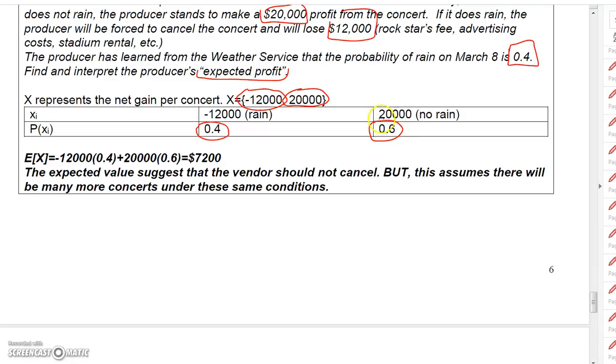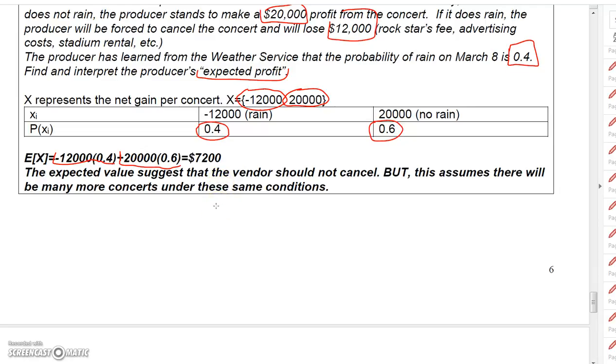So there's a 60% chance that he's going to gain $20,000. Well, when you multiply these together, negative 12,000 times 0.4 plus 20,000 times 0.6, and you add those together, you get $7,200. So the expected value suggests that the vendor should not cancel, but this assumes there will be many more concerts under these same conditions.